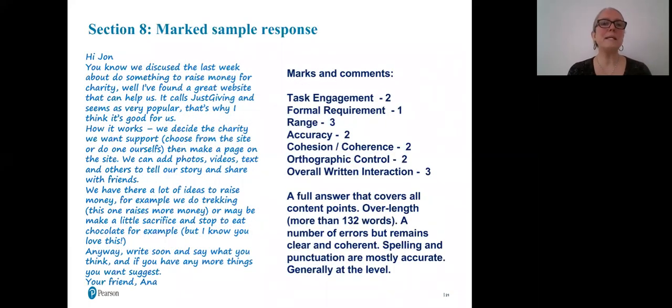So I've just popped in here a sample response for level 3 for this task, just so that you get an idea of something that's broadly at the level.